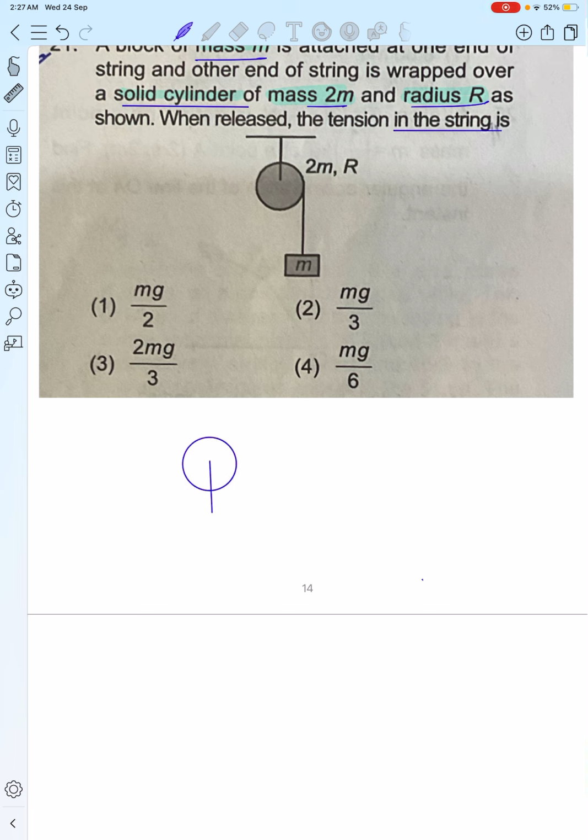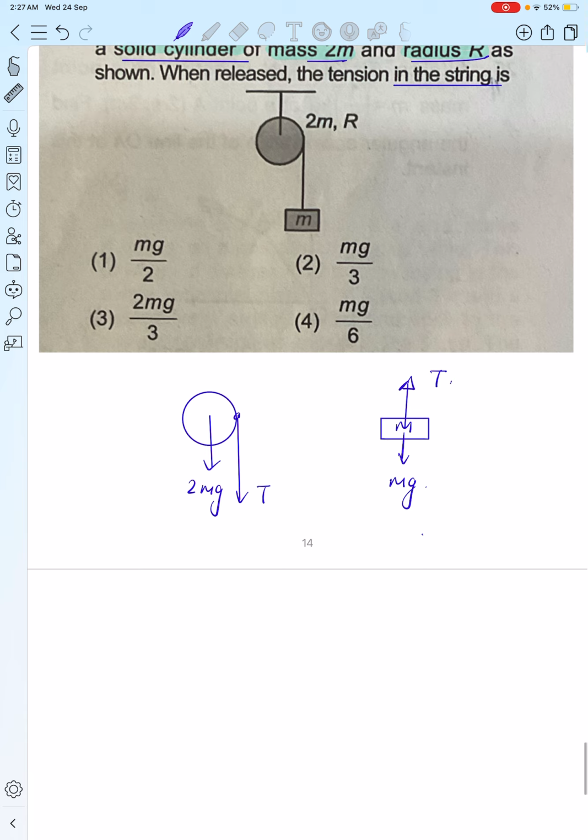Downward force on the cylinder 2mg. Due to the string, here it will get tension. Block free body diagram M: downward force mg, upward force tension. Okay, now let's say it is moving down with an acceleration a and it is rolling with alpha.